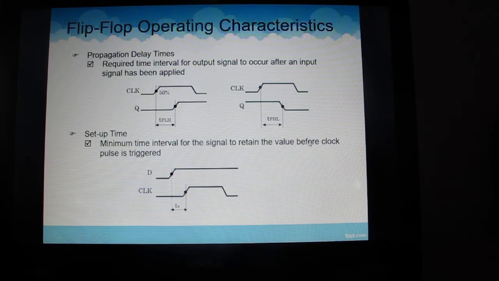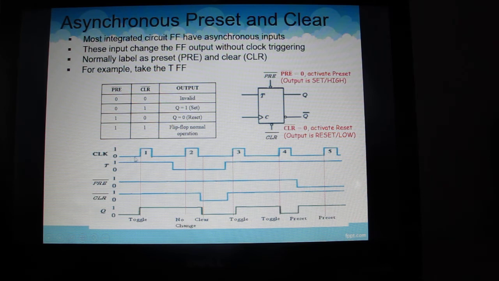Okay, so these are some flip-flop operation characteristics. Alright, you can see first we have the propagation delay times. Okay, so the propagation time is the required time interval for the output signal to occur after an input signal has been applied. Okay, for example, you can see this one, this is our clock. Actually, if you refer before this, our clock is similar like this, but if you zoom here, maybe you can zoom.